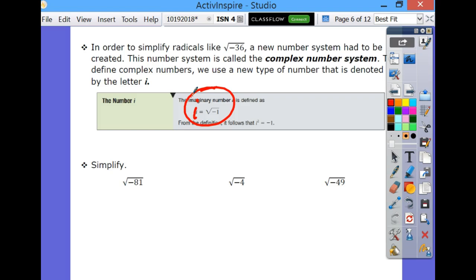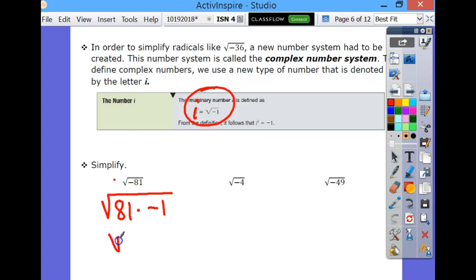That's all. By definition. So they said, let's imagine this number, this i, is the square root of -1, then what would its properties be? Now we can do this kind of problem. Property of multiplication says the square root of -81 is equal to the square root of 81 times -1. Would you agree with that?